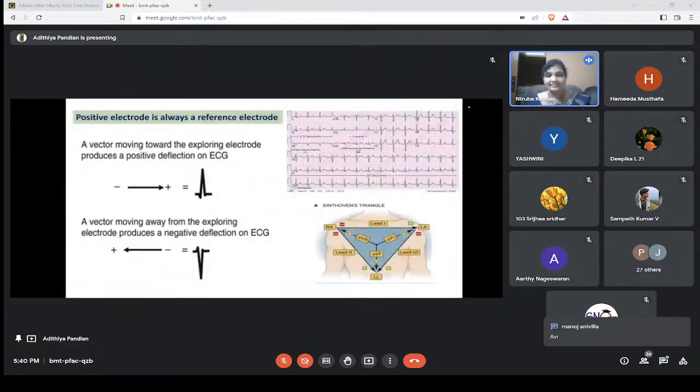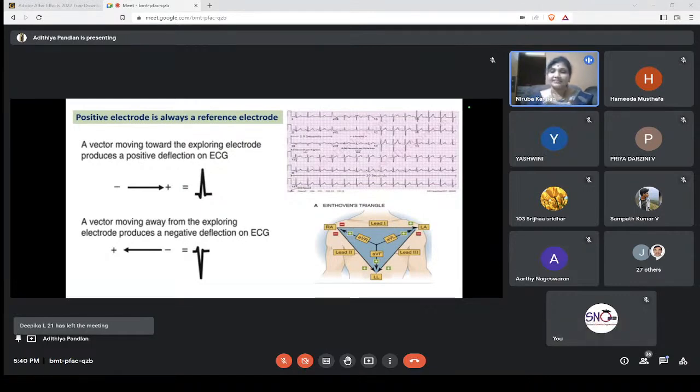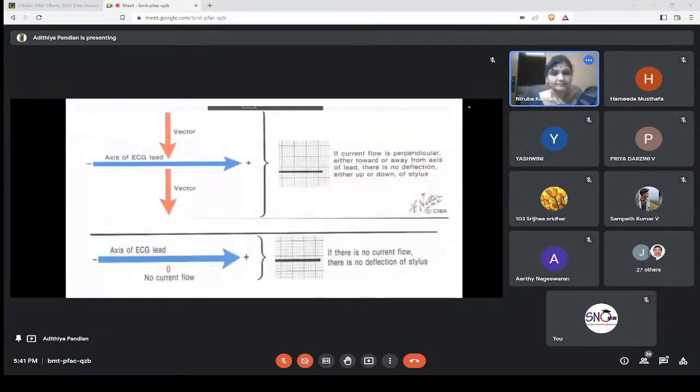Okay. Which lead will be negative? Very good. AVR, Manoj has answered. AVR will be negative because it is away from the direction of the vector. You can see AVR is away from the direction of the vector. When you take an ECG and read it, AVR will be a negative wave. The next slide, please.